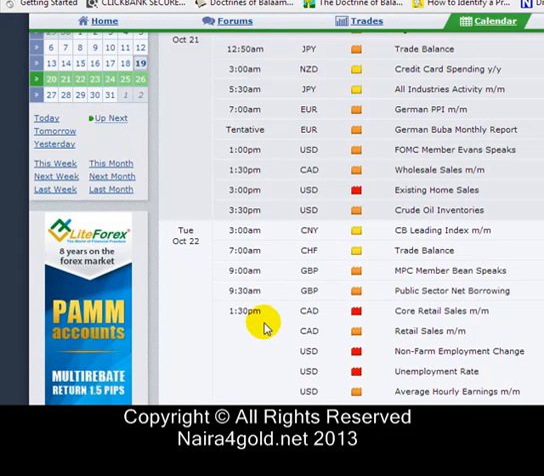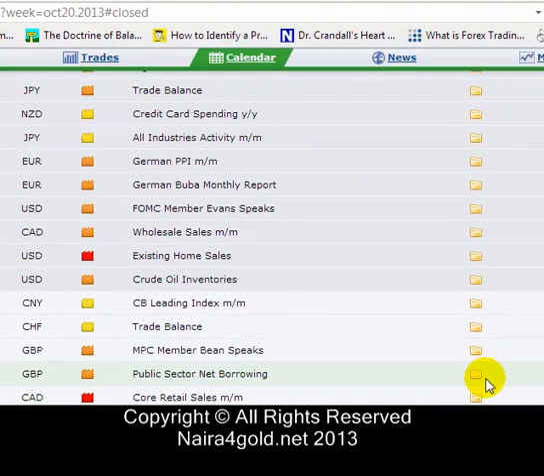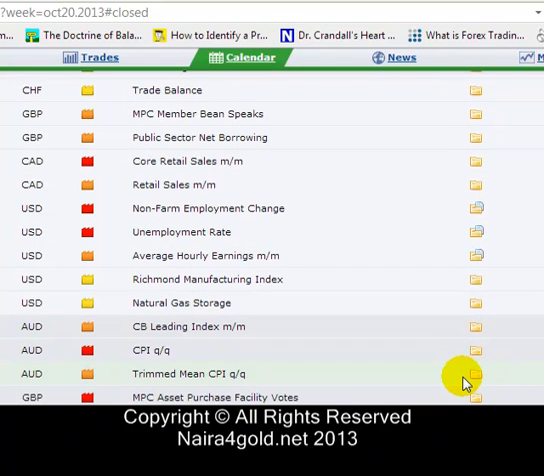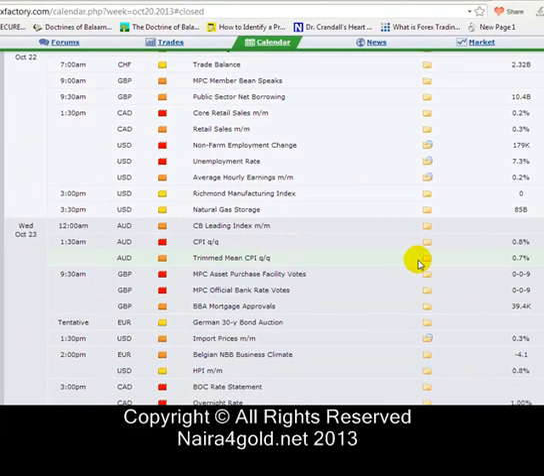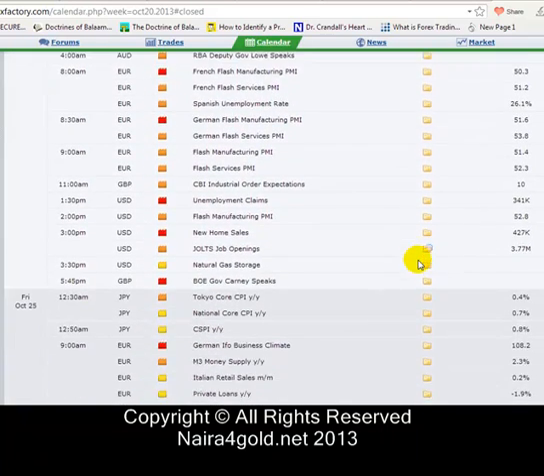And then on the same Tuesday, public sector net borrowing from the UK, from Britain, will be coming out, and this might be a game changer. Who knows? But let's see. Let's just keep our fingers crossed. It's also a very busy week on Wednesday for the GBP, as the Monetary Policy Committee asset purchase facility votes will be out, as well as the bank official rate votes. They will be out at 9:30 on Wednesday. So it's quite an interesting week for the cable traders.